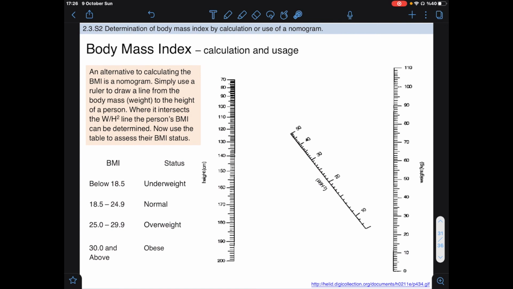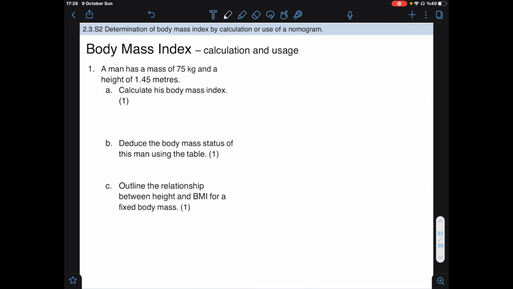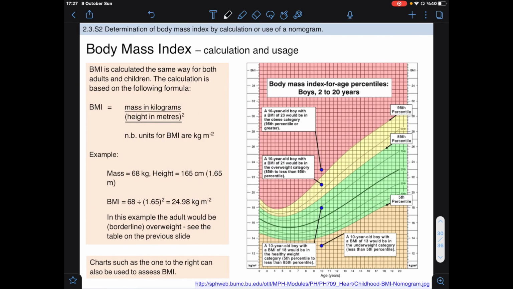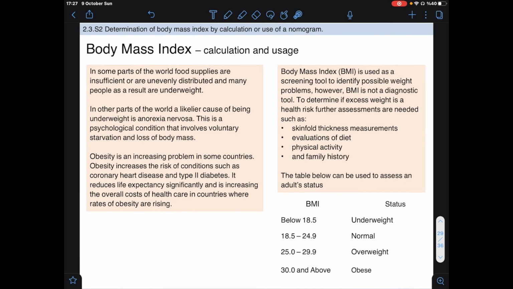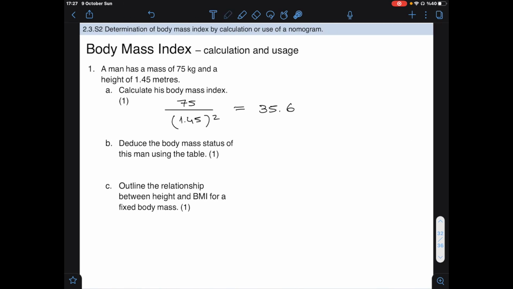Let's solve an example for BMI. It says a man has a mass of 75 kilograms and a height of 1.45 meters. How do we calculate his body mass index? We divide his mass in kilograms by his height in meters squared. Let's quickly do that. His body mass index is 35.6. Let's check what that means. Here, it says 30 and above falls under the obese category. So this man is obese according to the body mass index.